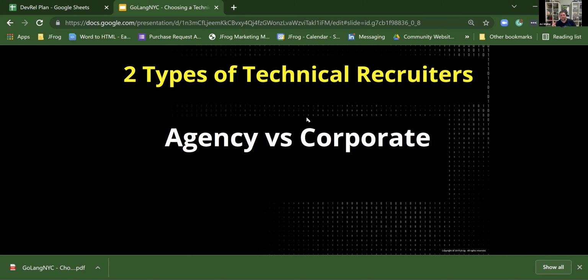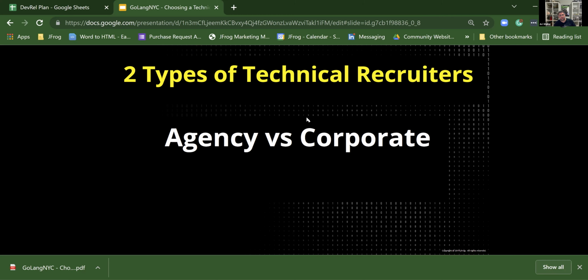Now, there are two types of technical recruiters, agency and corporate. I like to divide them into those two categories. Some may have other categories, but the agency technical recruiter, and that's where I came from, the agency side, that's where you hear the term headhunter, where recruiters are paid usually a base salary, but also there's a heavy commission associated with placing you. So there's a lot of incentive for recruiters to do a good job on your behalf.